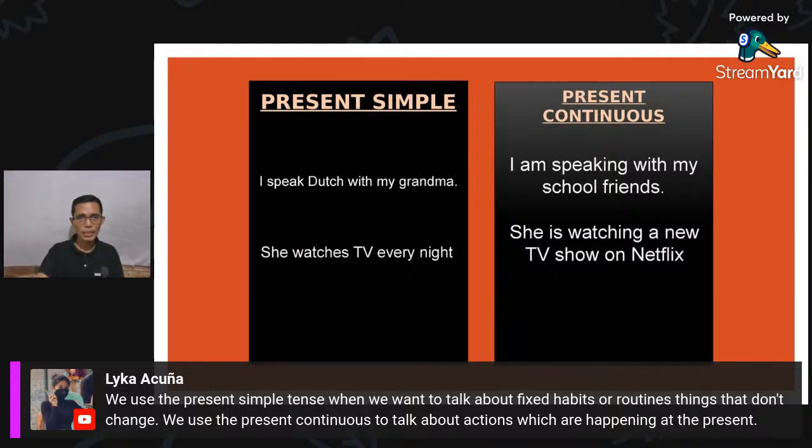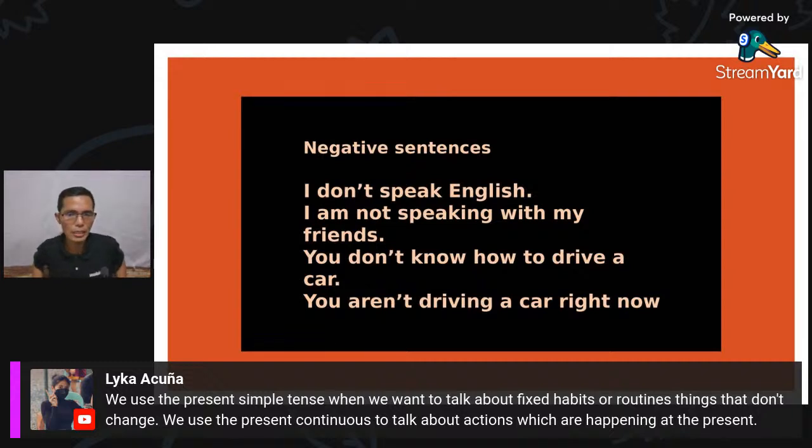Okay, next po tayo sa ating mga examples. We can also use these tenses when we talk about negative sentences. Example ng negative sentences natin, I don't speak English. So remember, pag sinabi nating negative sentences, it uses the word not. So I don't speak English. Present continuous, I am not speaking with my friends. You don't know how to drive a car. You aren't driving a car right now. So those are examples of negative sentences. Kapag pinansin nyo yan, meron tayong don't, meron tayong not, and meron din tayong aren't.